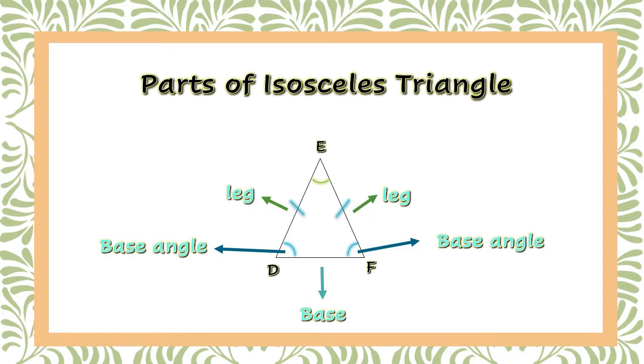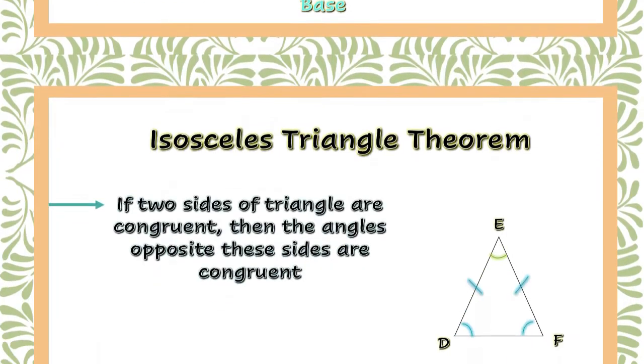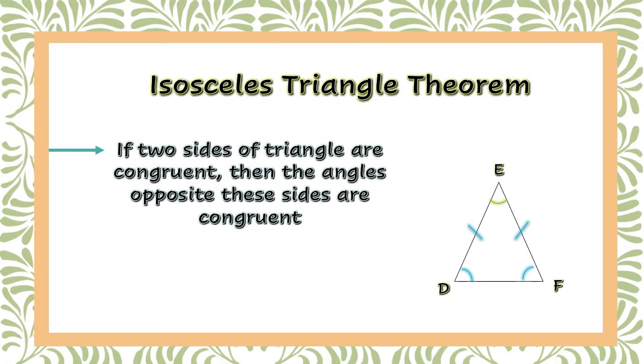The angles opposite the congruent parts or the legs are called the base angles. So, the base angles in this figure are angle D and angle F. The angle opposite our base is called the vertex angle. So, we have angle E as our vertex angle. We have identified the parts of an isosceles triangle.